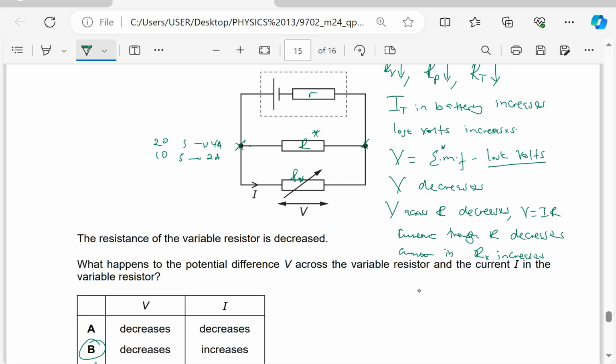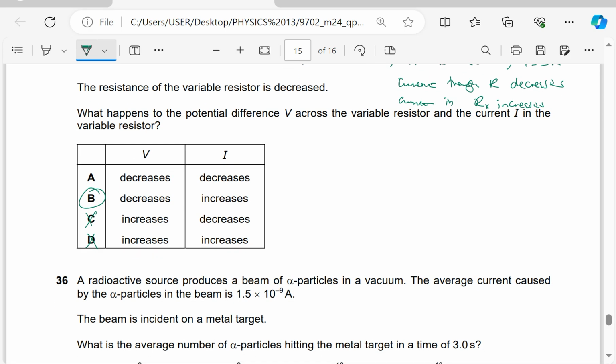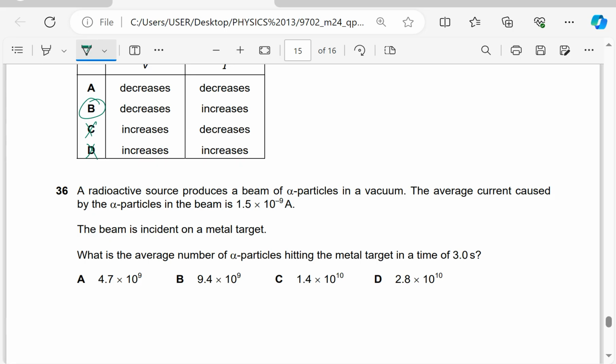Remember, the total current in the circuit has increased. If the current here was 2, and now let's say it was 3 and has moved to 6, so if 2 goes this side, it means more current is going to go this side, which means the current this side must increase. So the current through R decreases, the current through the variable resistor therefore should increase slightly, so the current I increases.